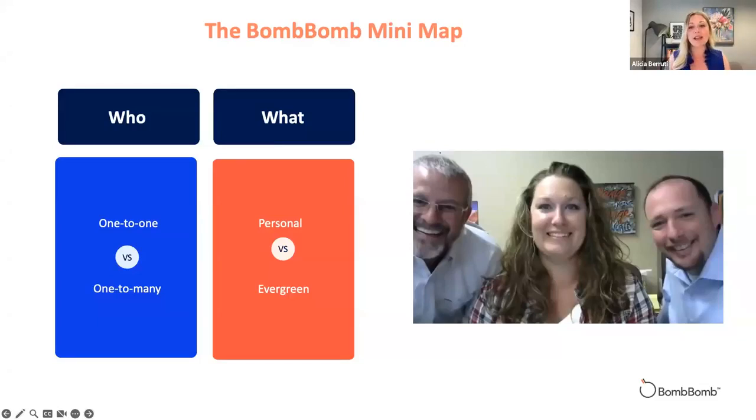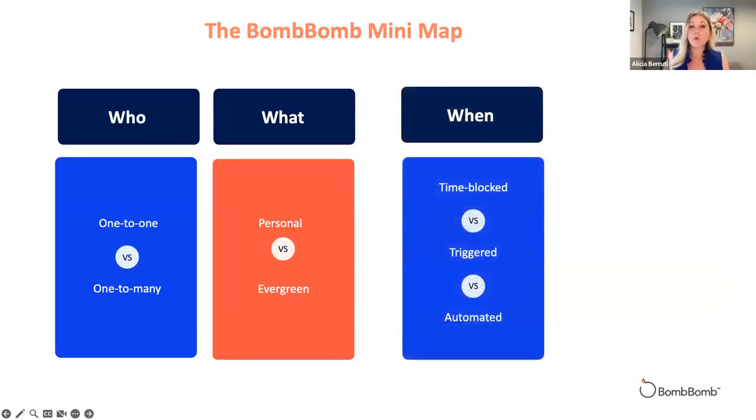Okay, now, the third piece of your BombBomb mini map is the when, okay? This might be the most confusing of all of them, so I want you guys to really pay attention. You've identified the moment that matters, the moment in your business that you need to move the needle, and you've identified who it's going to. You've identified what kind of video it is: is it personal or evergreen? Now, and this is the really important part of building the habit, when does that video get recorded and sent?